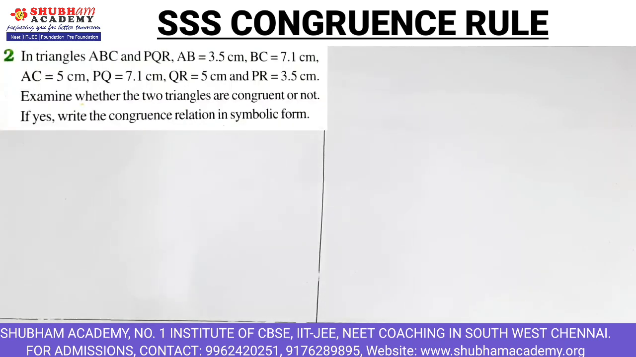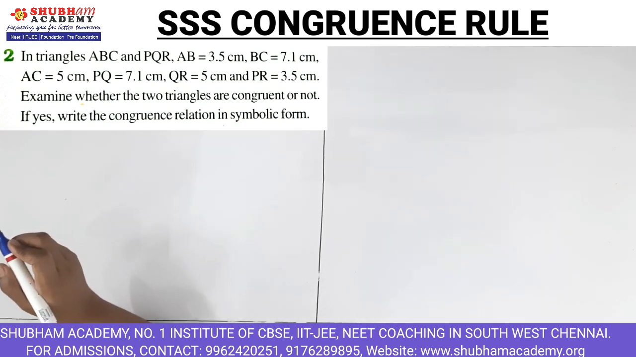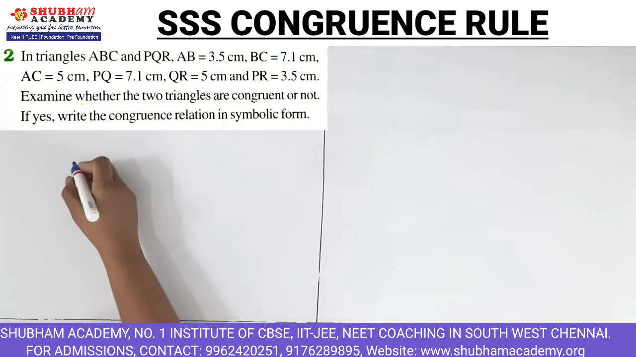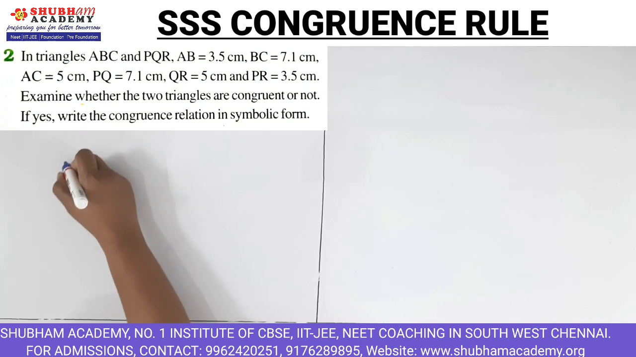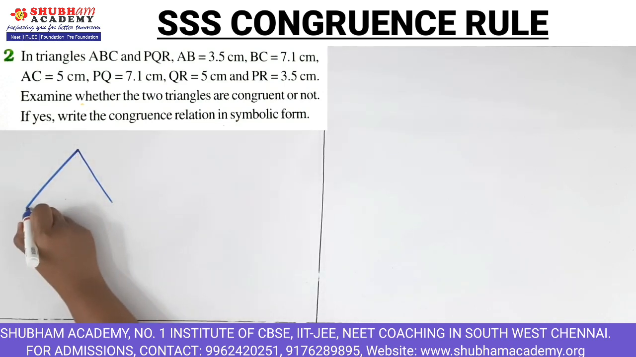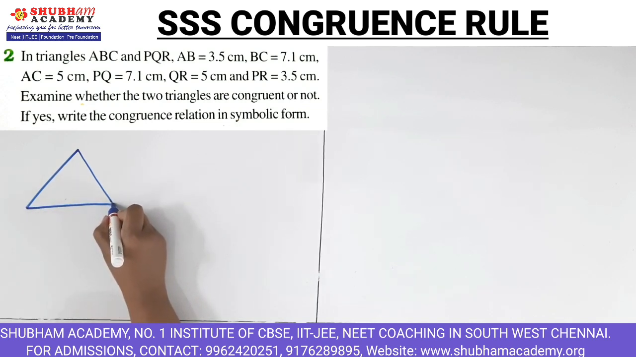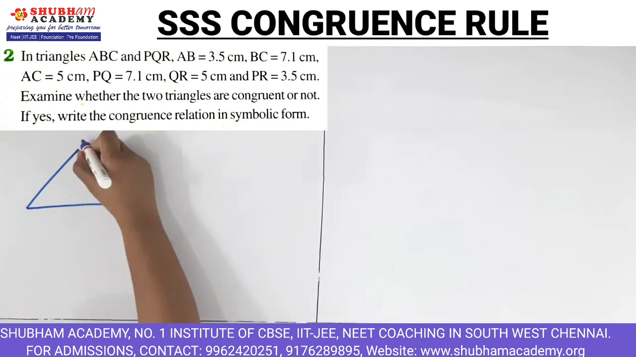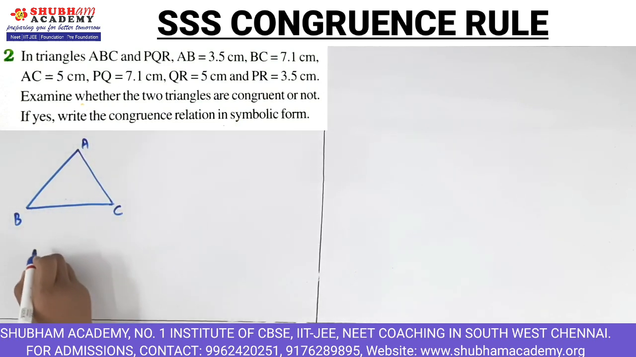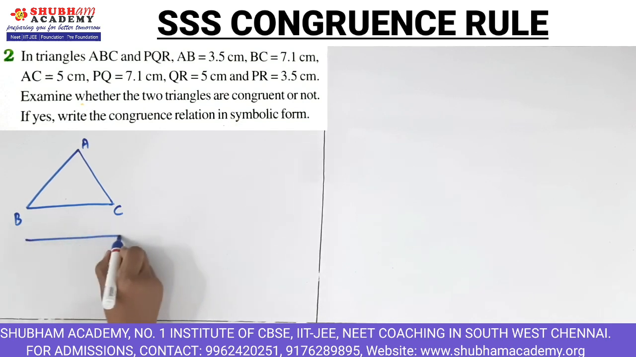So we are taking a few examples for understanding the concept of SSS congruence rule in a better way. It is example 2 of page number 139 of your textbook, and the example says if we have two triangles ABC and PQR, it is always better to draw the figure for more understanding. This is triangle ABC and this is one more triangle PQR.